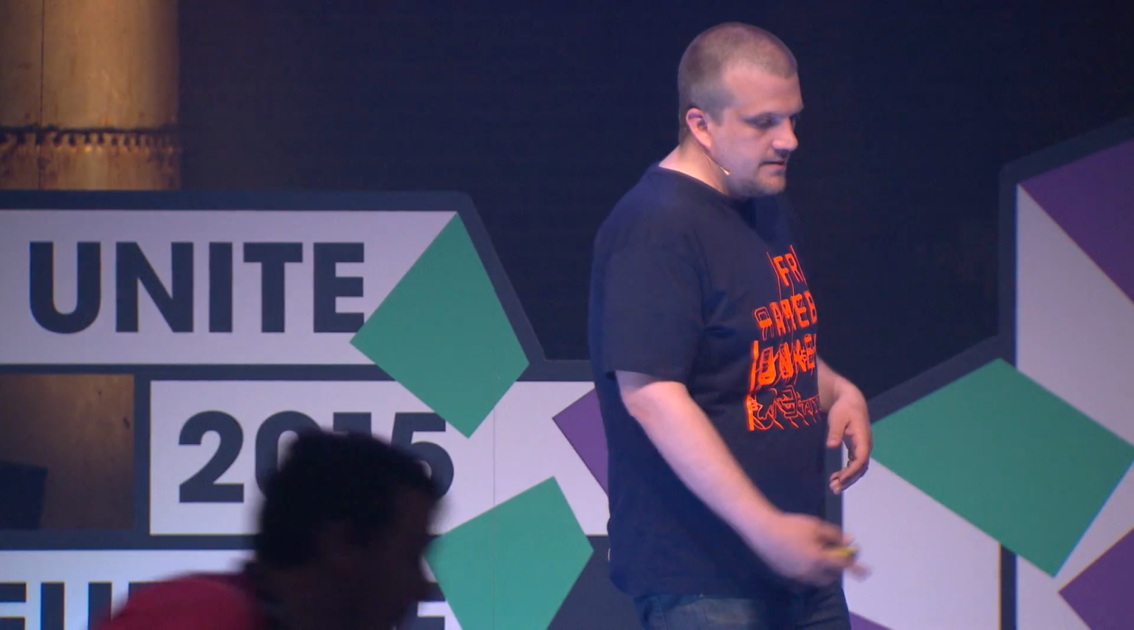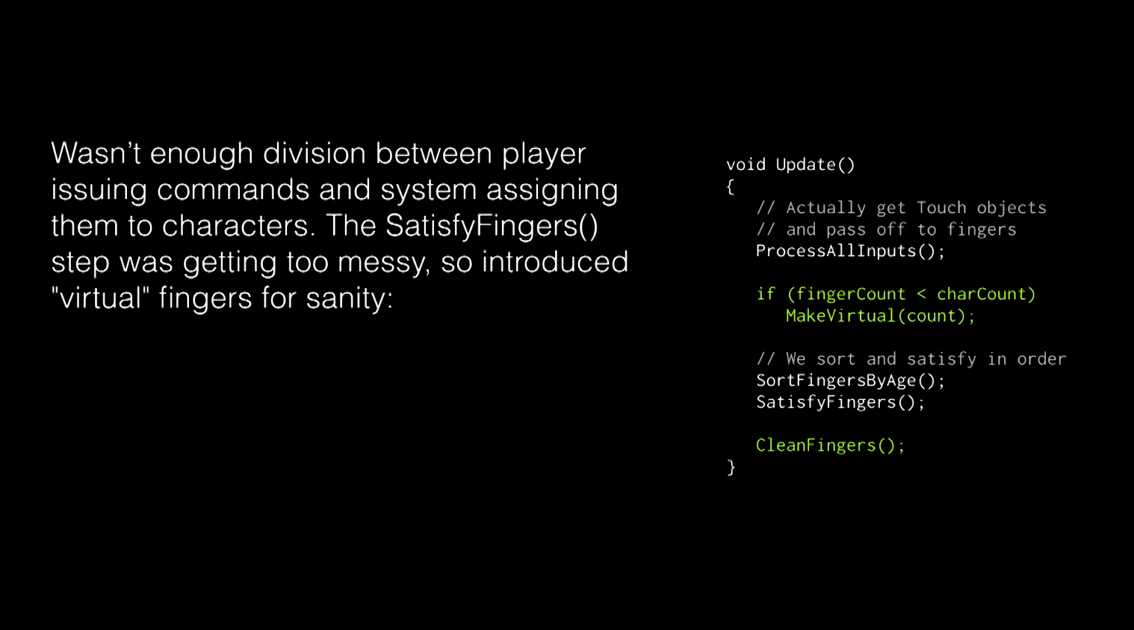The process of satisfying a finger in our system is that we take one of the selected guys and he acts on it. Once all the selected guys have acted on fingers and all the fingers have had guys act on them, that loop is done. What we found was that there wasn't enough division between the player issuing the command and the actual command. What ended up happening is that there was a bunch of logic for, you have two guys selected, one finger down and it's on cover.